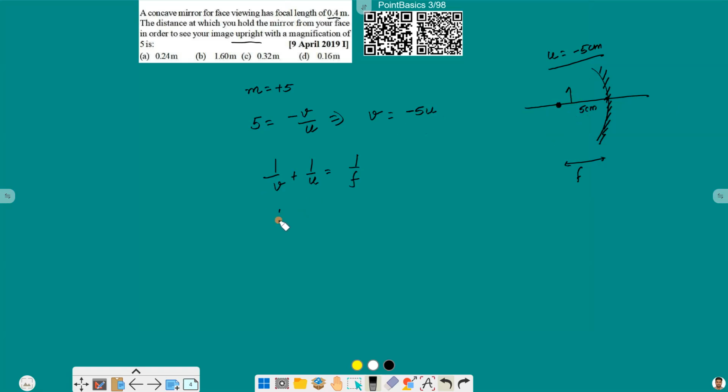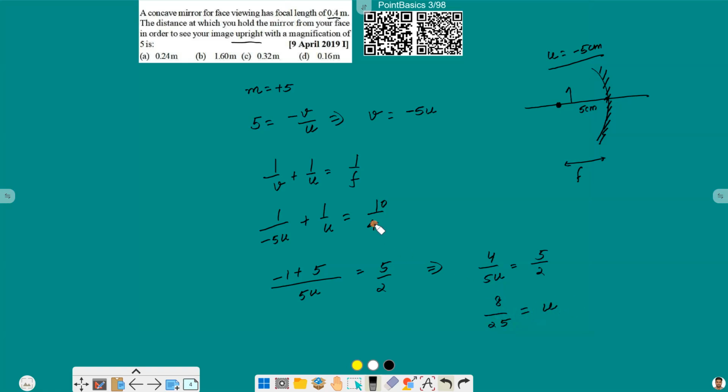So here we will get minus 1 by minus 5U plus 1 by U is equal to 1 by F, that is 0.4, or 4 by 10. Now if we solve it, we will take 5U as the LCM, and this will be minus 1, and this will give us 4 by 5U is equal to 5 by 2. So this will be 8 by 25 is equal to U.